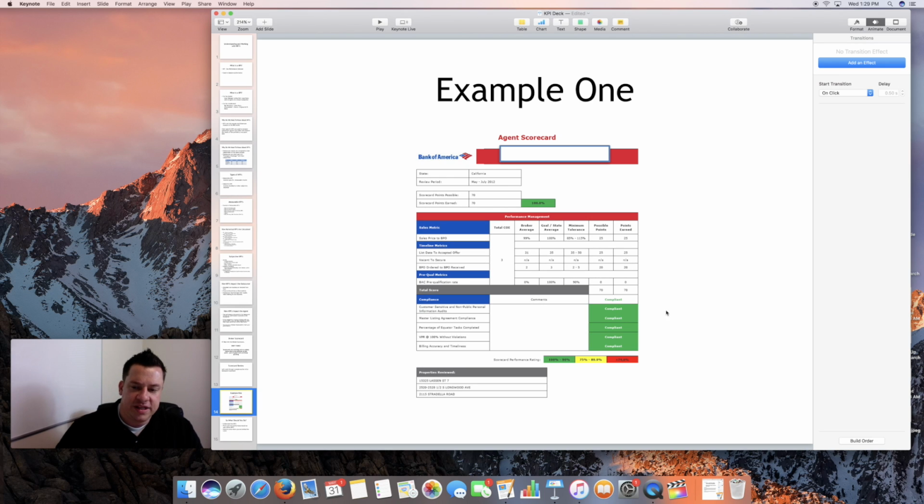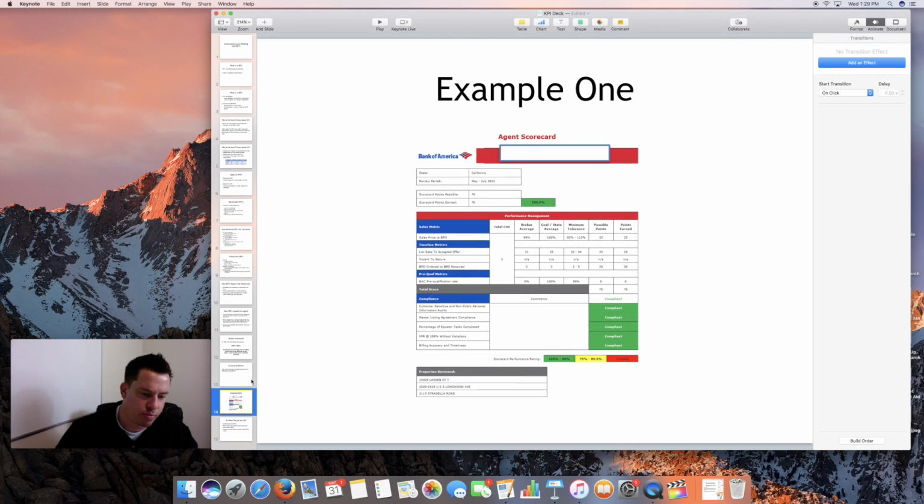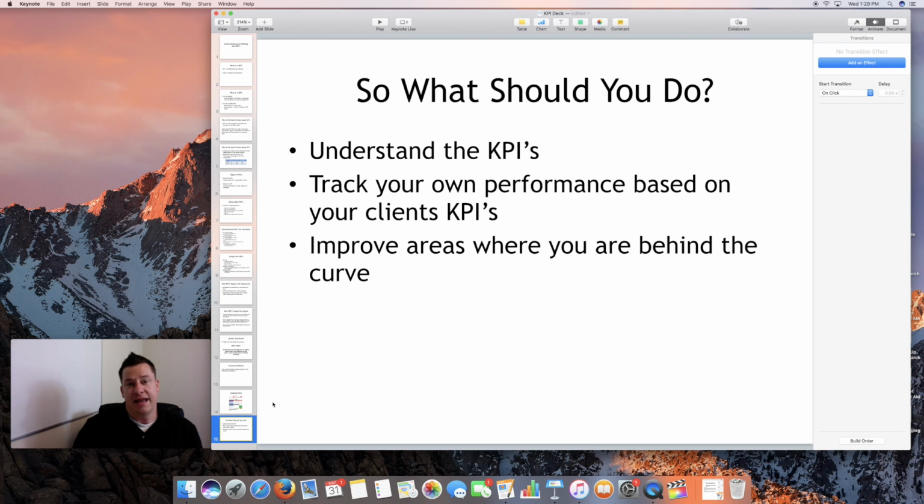Very straightforward with the exception of these compliant and non-compliant ones. Now, most likely, if this was non-compliant, you would actually have comments here to support it. Okay? All right. Now, let's wrap this up and just say, okay, so what should you do? Well, if you haven't gotten it by now, we're just going to be as blunt as possible.